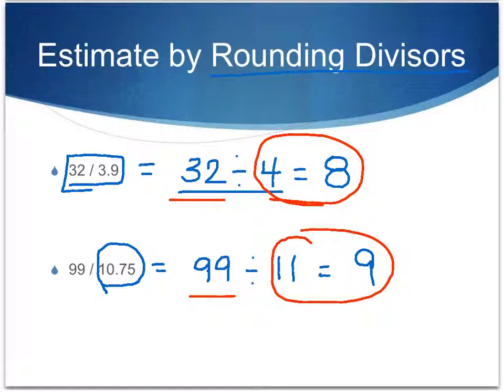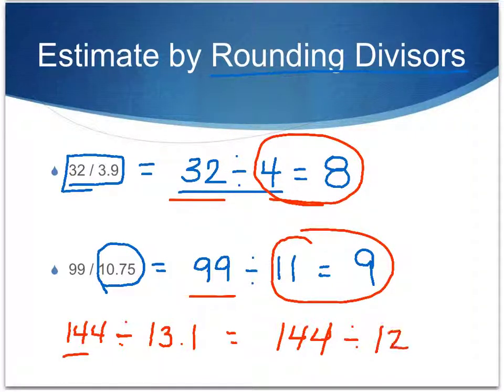Let's try one more. I'm going to take 144, and I want you to divide that by 13.1. Press pause, come up with two compatible numbers to divide, and then give me an estimated answer. So looking at the 144, I know that's a basic fact because I know that 12 times 12 is 144, so I'm going to rewrite my problem as 144 divided by 12 equals 12. So that's going to be my estimate.